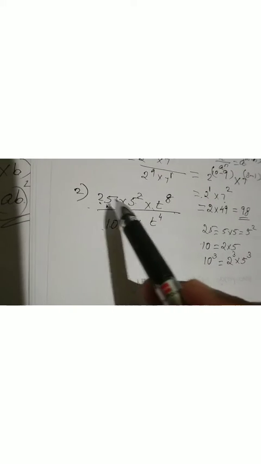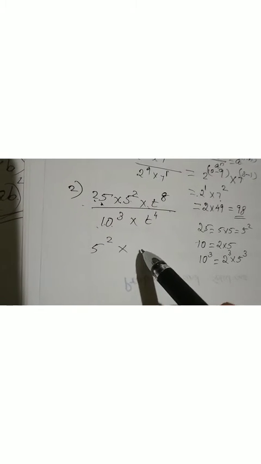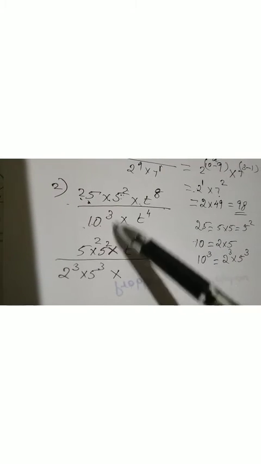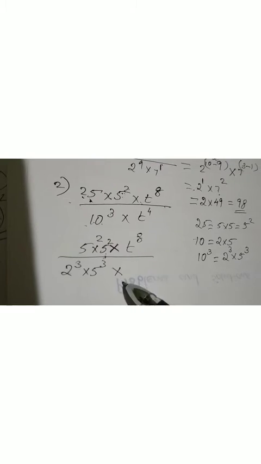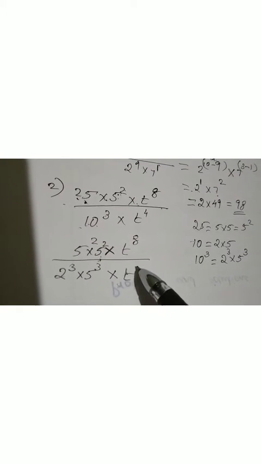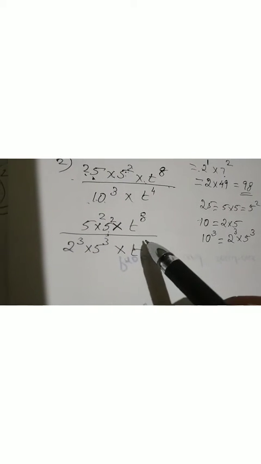Okay. Then 25, instead of 25 we can write 5 squared into 5 square into t raised to 8, the whole by 2 raised to 3 into 5 raised to 3 into t raised to 4.